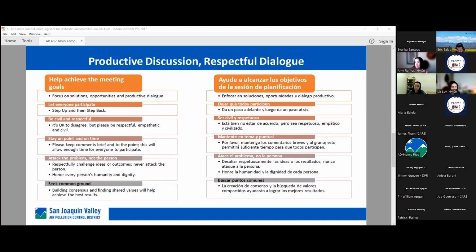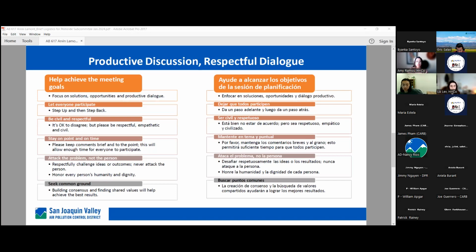So here we have a review of our group agreements. I'll read through these a little quickly for us. So everyone here has agreed to help achieve the meeting goals by focusing on solutions, opportunities, and productive dialogue. We want to make sure we're mindful of creating space for everyone to participate. That might mean stepping up if you are more on the quiet side, or stepping back if you tend to be a little more talkative.